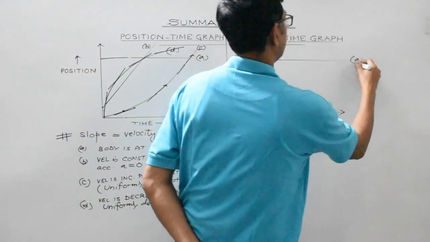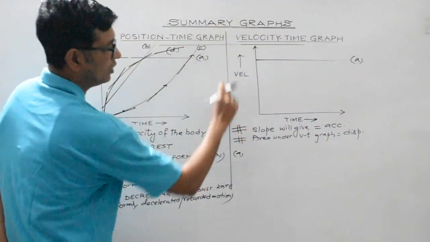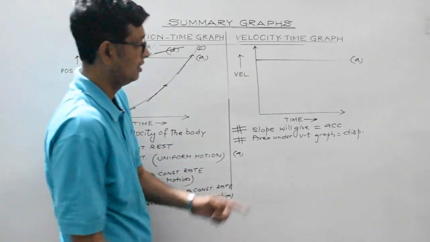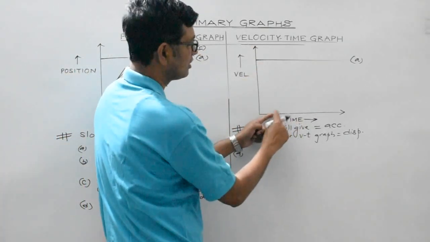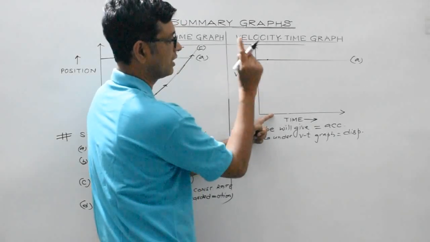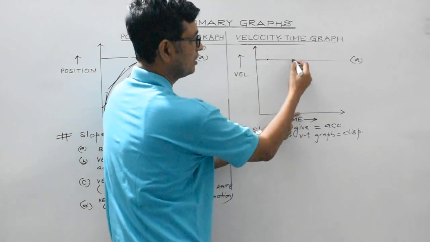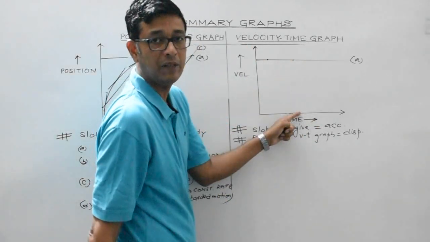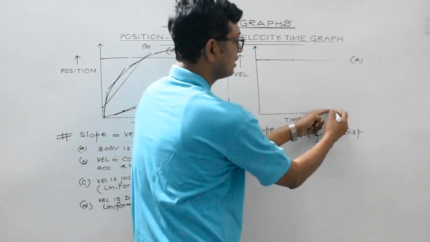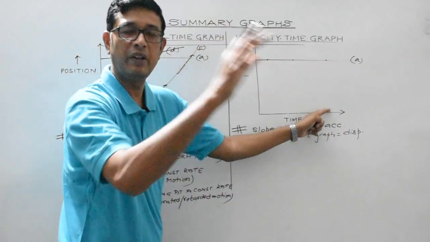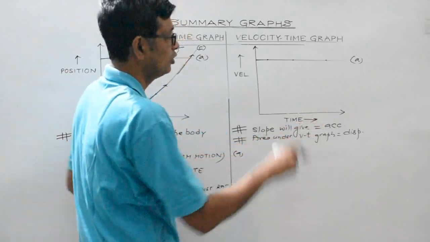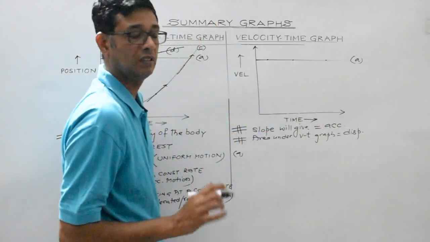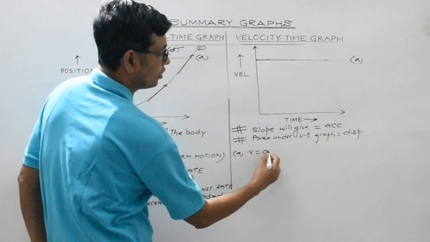This is A. What does this graph signify? With the passage of time, at this instant, the velocity is, suppose, 10 meter per second. At some later instant, the velocity of the body remains 10 meter per second. At some other instant, the velocity of the body still remains 10 meter per second. So this graph A represents velocity to be constant.